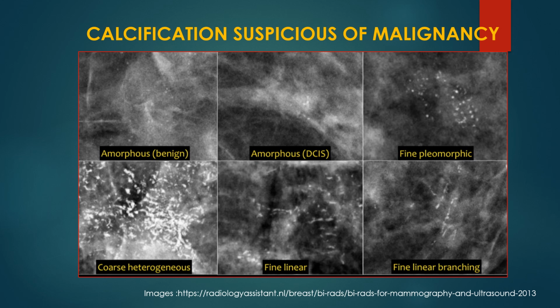Now coming to the second group of the calcifications. In this, basically when there is an amorphous calcification like this, there is a high chance of the lesion being ductal carcinoma in situ. Whereas if calcifications are fine but very pleomorphic, again there is a high suspicion of malignancy. Even when there are coarse heterogeneous calcifications or fine linear calcifications, or fine linear branching calcifications, all these are suspicious for a malignancy.